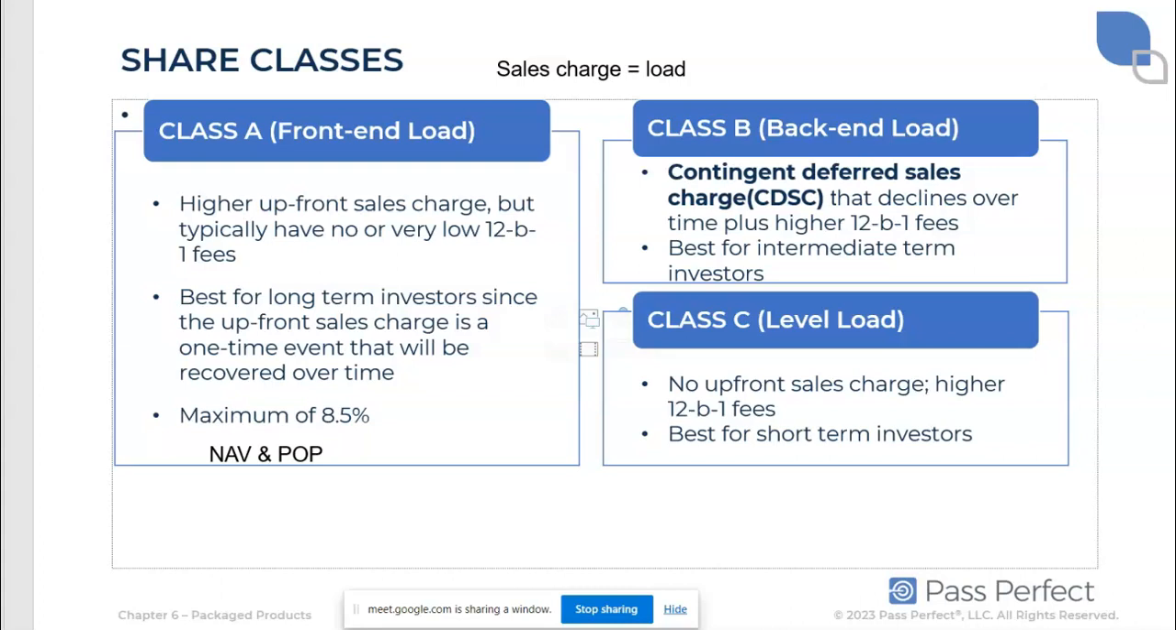They can get reduced sales charges. It's like a volume discount. Also, they should have a long time horizon to take advantage of the fact that the lower operating costs ultimately, of course, make up for the upfront fees.